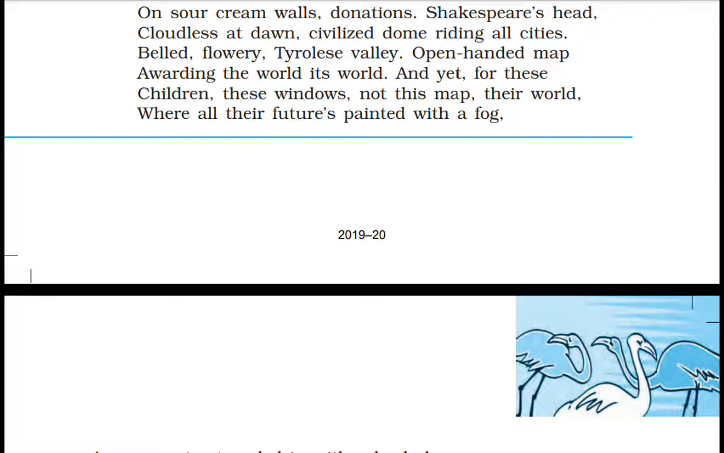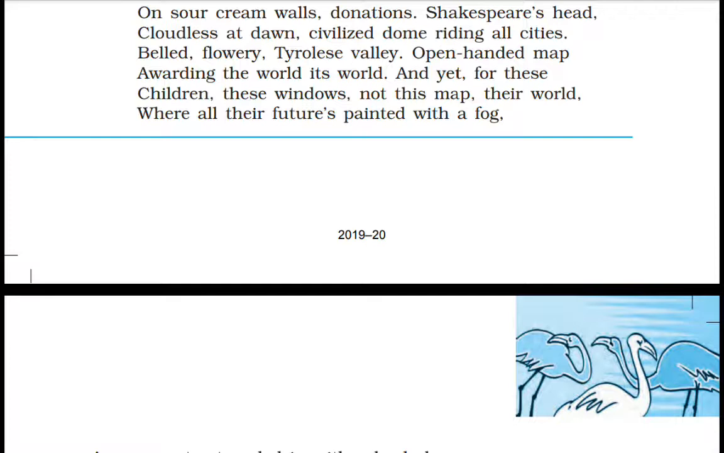Belled flowery Tyrole's valley. Now there is one more picture where Tyrole's valley has been shown. This Tyrole's valley is actually a valley in Austria, in which there are belled flowers. Scenic beauty has been shown here, a beautiful valley where there are many belled flowers. But the condition of these children is just the opposite of all the things that are put on the walls.